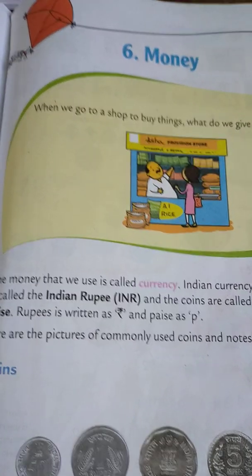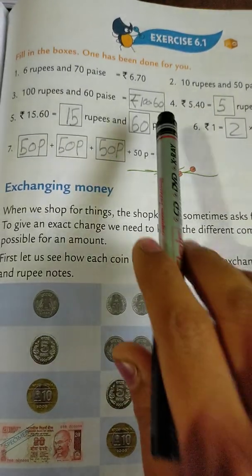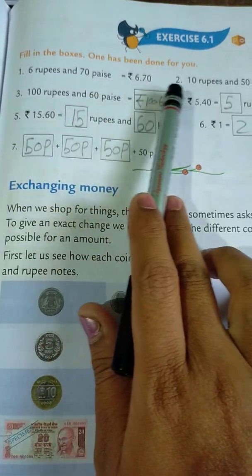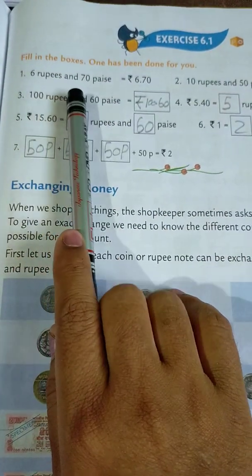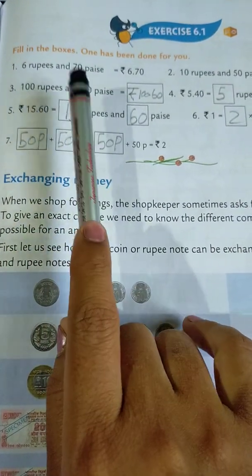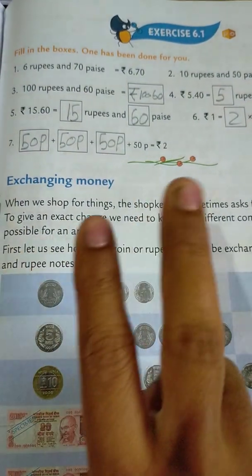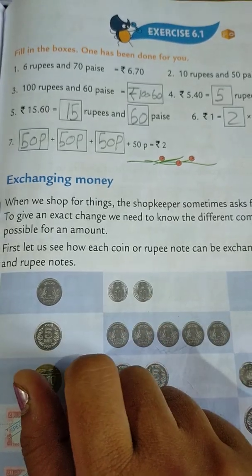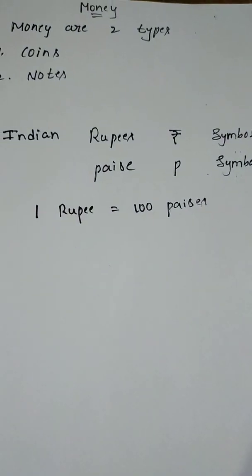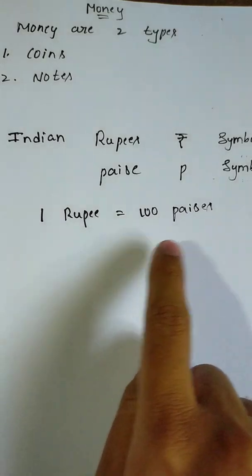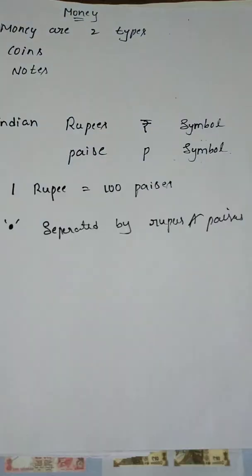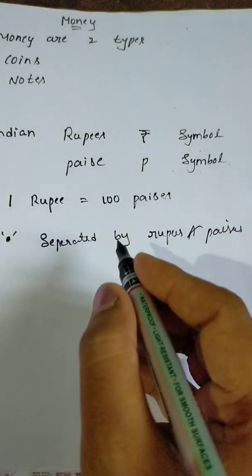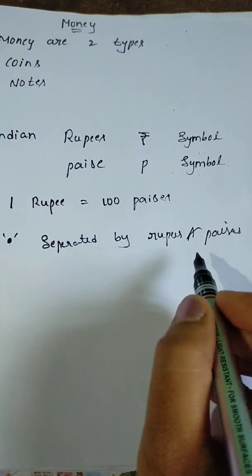Okay, let's come to our Exercise 6.1. Fill in the boxes. One has been done for you. 6 rupees and 70 paise. Money here has two parts: the rupee and the paise. 1 rupee is equal to 100 paise. And the dot separates the rupees and paise.